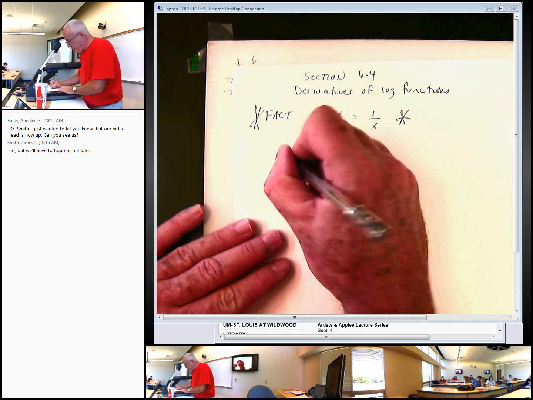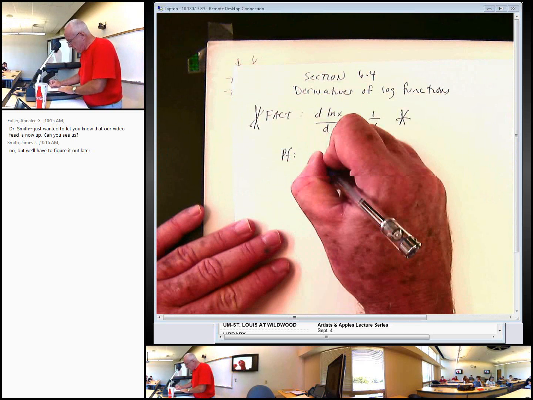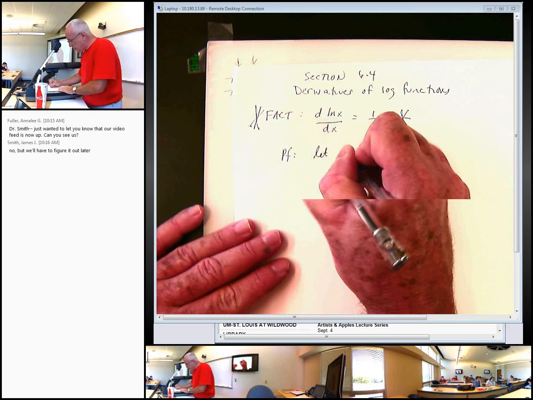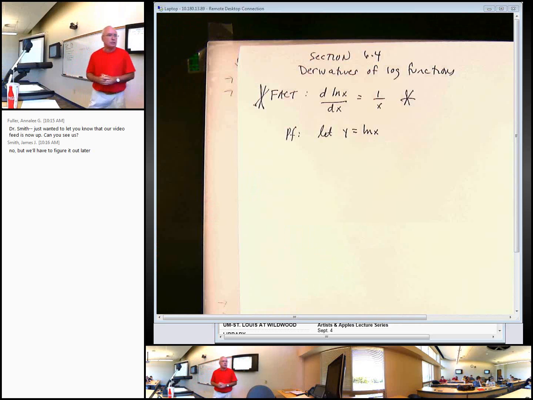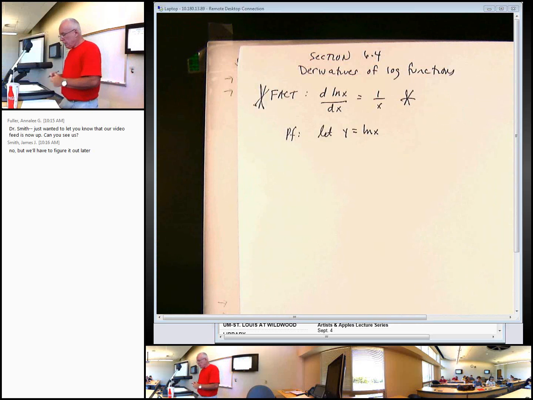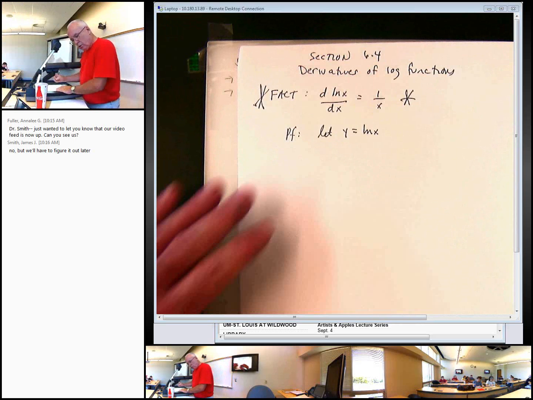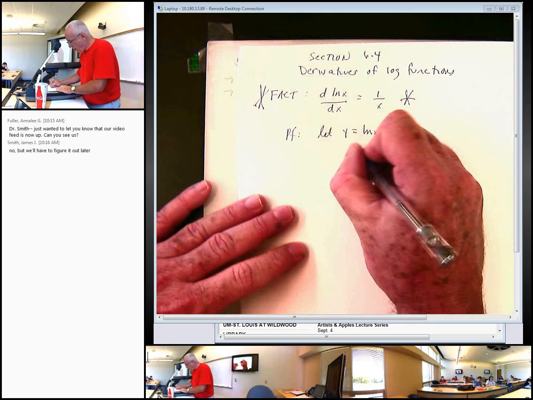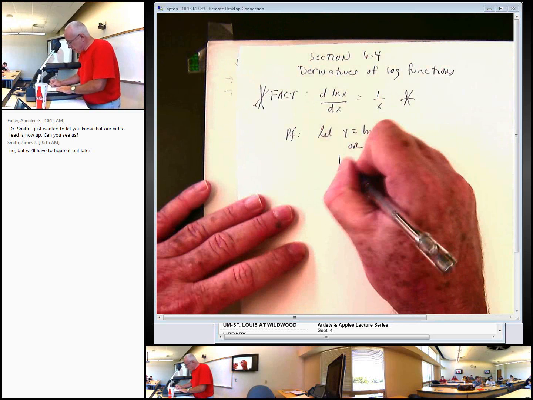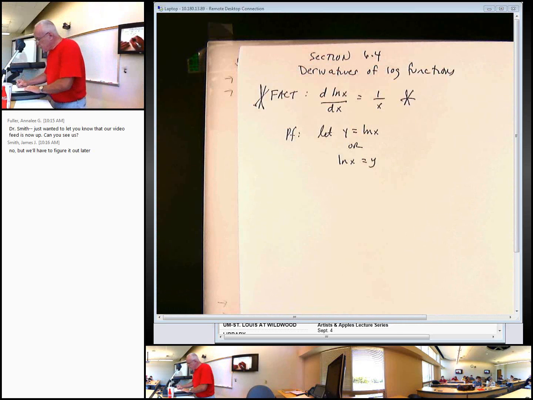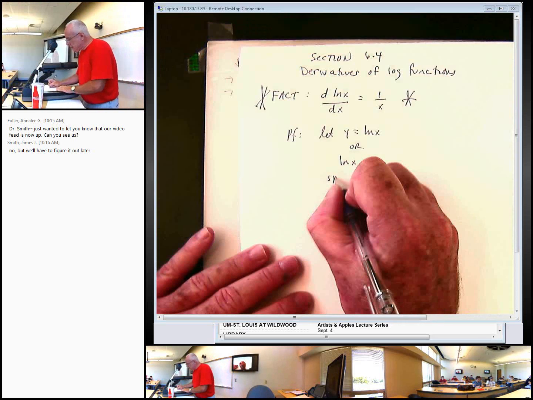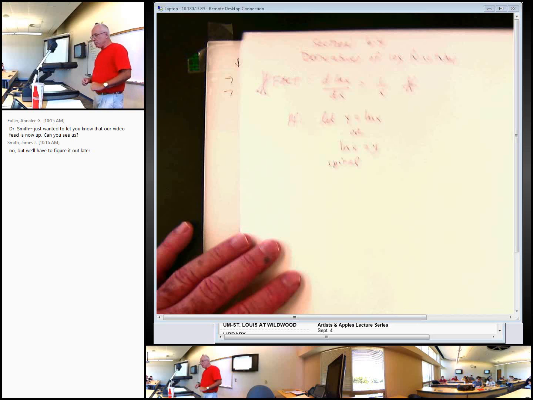So, proof, let's just say y is equal to the natural log of x. All right. Then, or in other words, the natural log of x is equal to y, either way. And then let's do the spiral business on this, like we kind of did with that last proof.